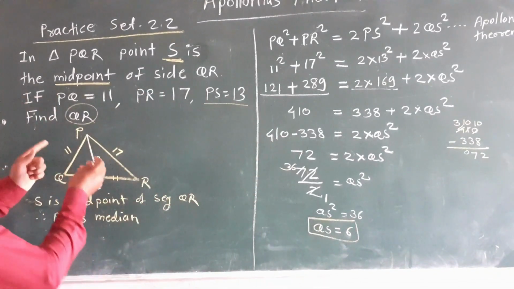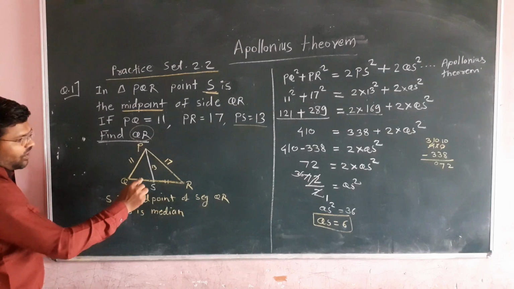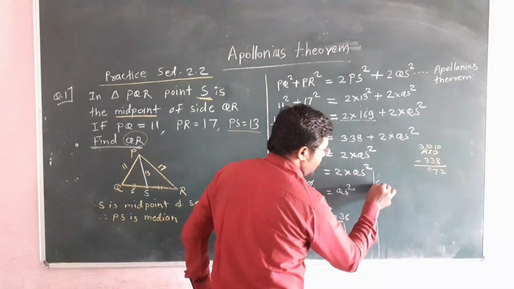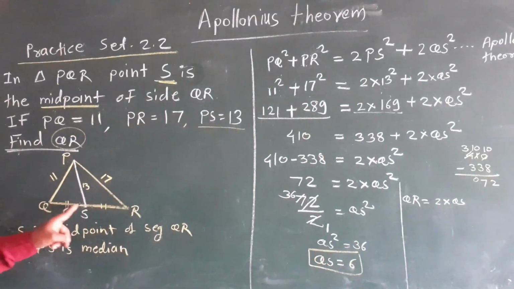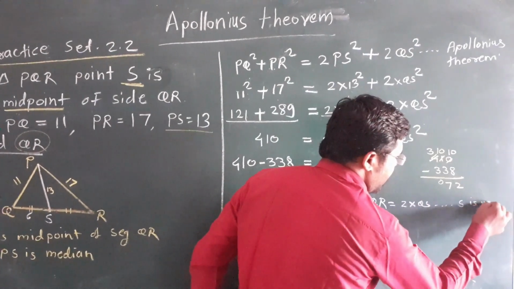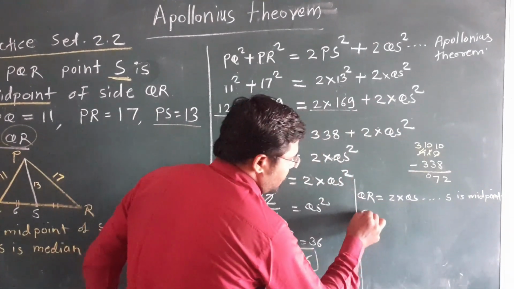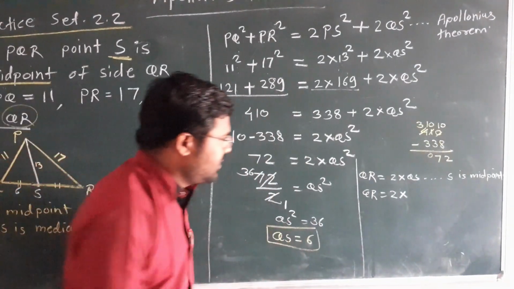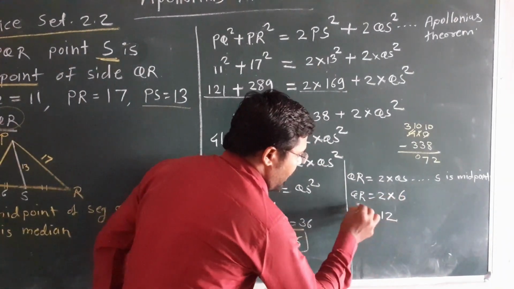Okay, QS is the one part of QR, and here it is 6. So they said find QR. QR is the double of QS. So I write here, QR is equal to 2 into QS, because S is midpoint. The length of QS we found here is 6. So QR is equal to 2 times 6, which is 12.